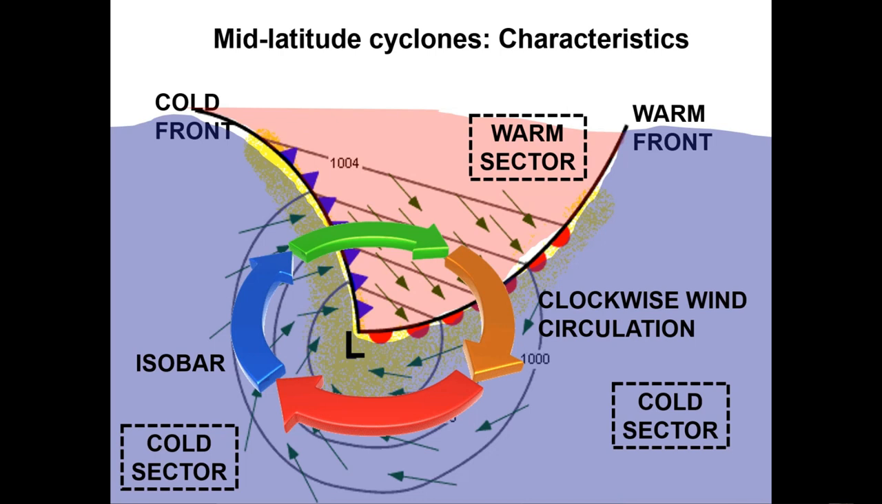Again, a concept: isobar. Okay, what is an isobar? An isobar is a line that joins all places of equal atmospheric pressure. In other words, we will see that all those places over there have exactly the same atmospheric pressure. Right, so what we now have is a well-developed mid-latitude cyclone.